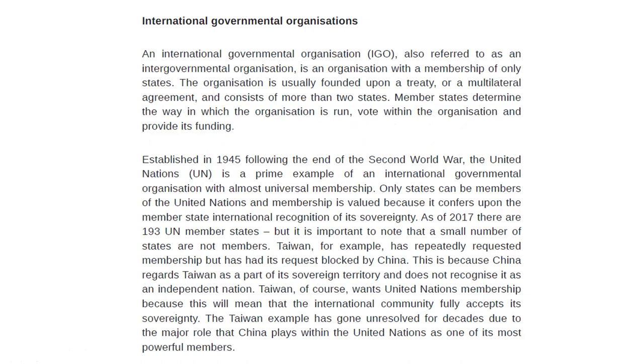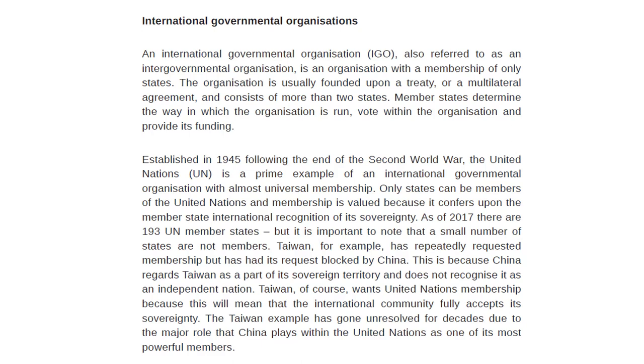An international governmental organization, or IGO, also referred to as an intergovernmental organization, is an organization with a membership of only states. Don't forget that, only states. We're not talking about a hybrid here, okay? The organization is usually founded upon a treaty. Treaty is almost like a contract, or a multilateral agreement, which means an agreement between two or more groups, and consists of more than two states. So it could be three, it could be four, it could be 20. Member states determine the way in which the organization is run or governed. They vote within the organization and they provide its funding or monetary needs.